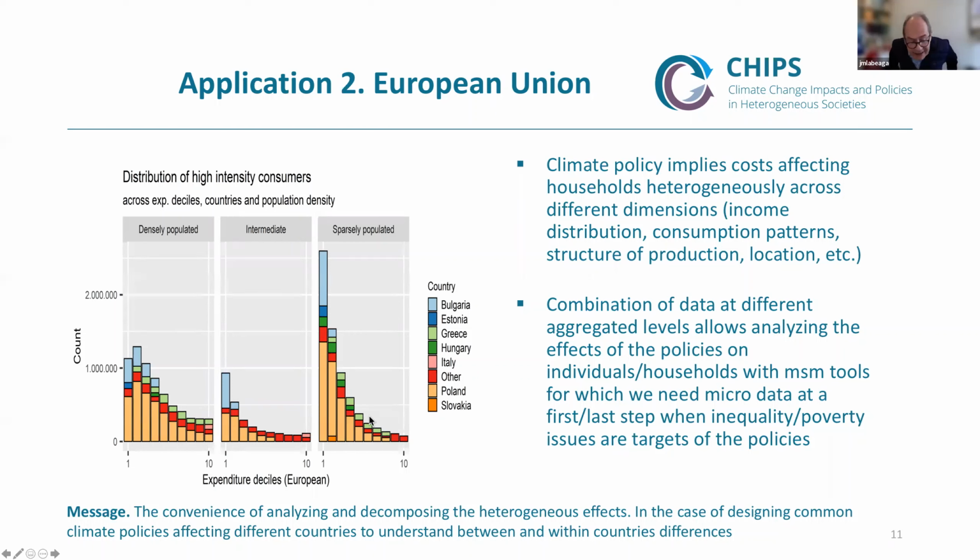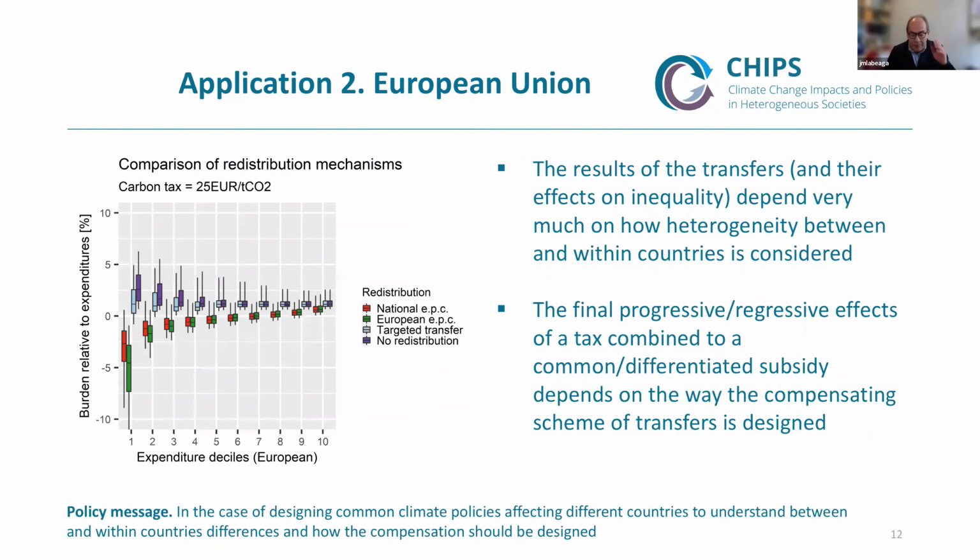In this slide, the crucial message is that it's convenient to analyze and decompose the heterogeneous effects in the case of trying to design policies which are going to be common across countries. In this second slide, we compare the results of the different transfer designs after the effects of the price increases are transmitted to the demand of each household and their effects on inequality. So there are: no redistribution at all of the new tax, national schemes of redistribution, a European scheme of redistribution, or very specific targeted transfers accounting for different effects for different individuals in different countries.